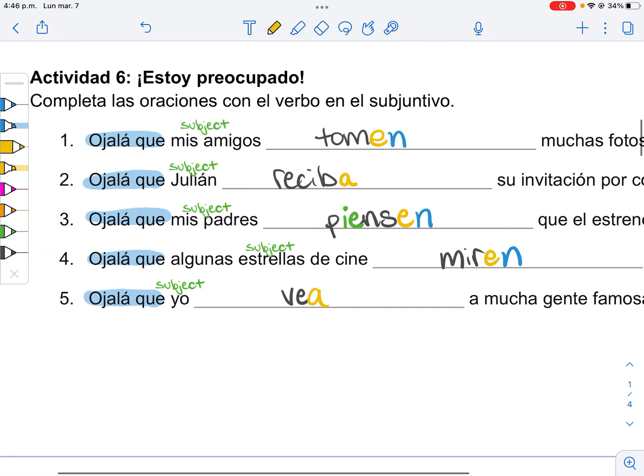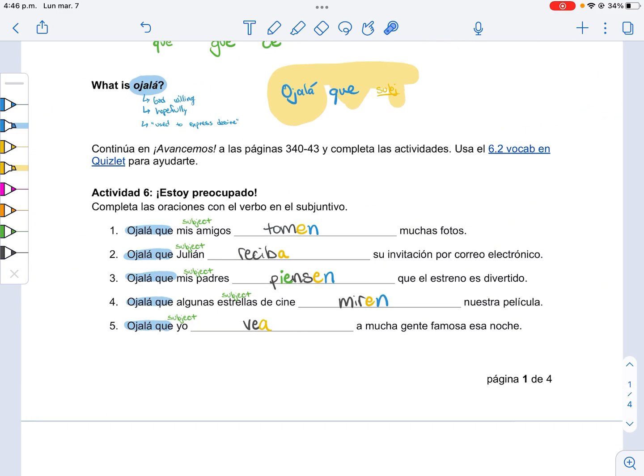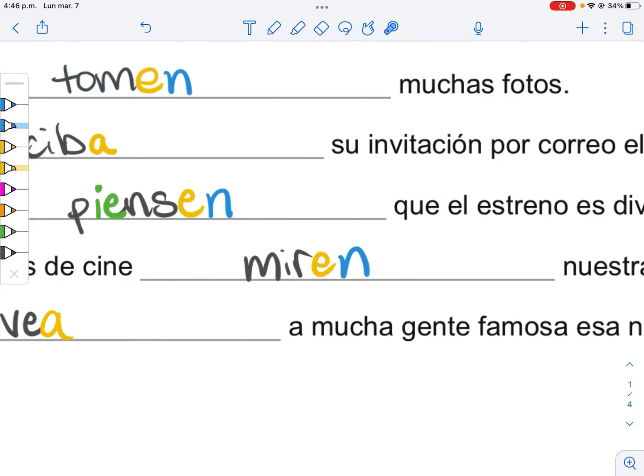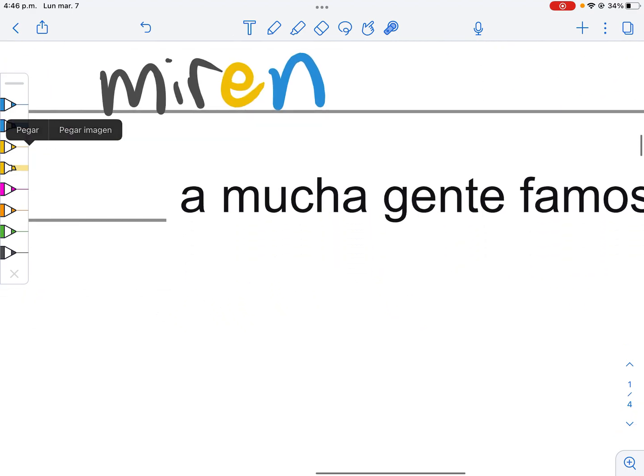Ojalá que yo vea a mucha gente famosa esa noche. Hopefully I see a lot of famous people tonight. So look out for this personal a again. This personal a right here. I see these people.